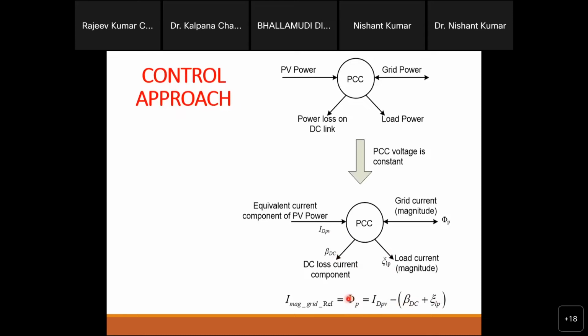right? And whether this is positive or negative decides whether the grid is going to behave as a sink or source. What if this is positive? It means some amount of power is going into the grid. And if this term is negative, it means some power is going to come from the grid, right? So this is how we will see that.